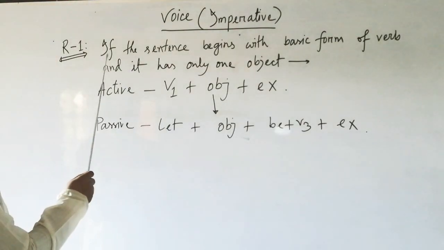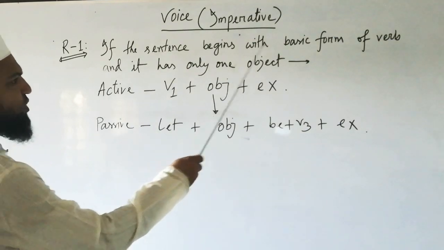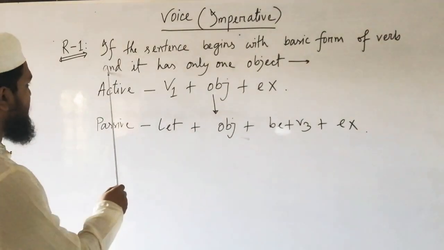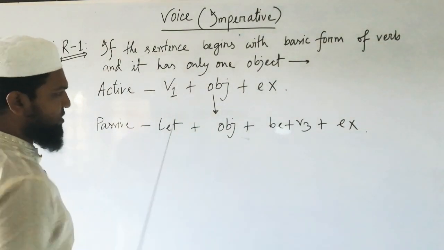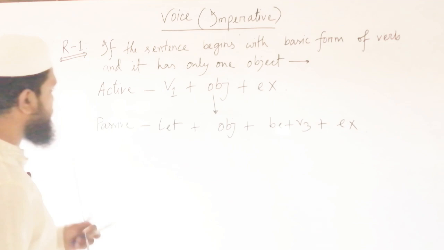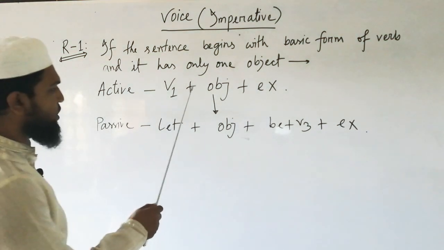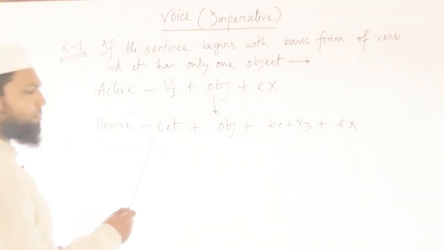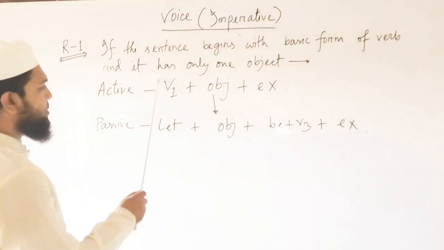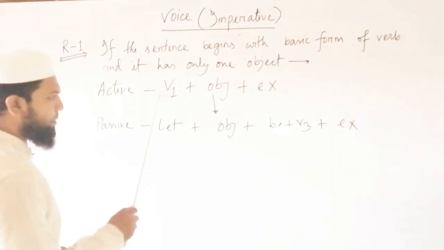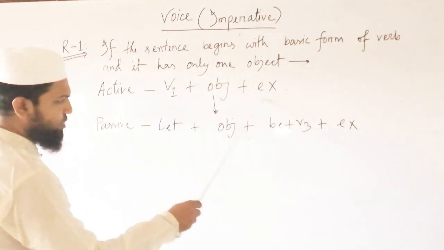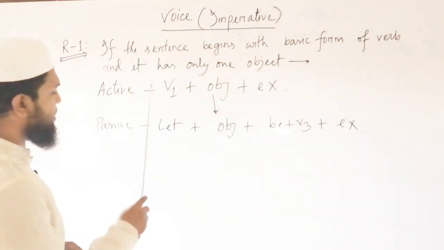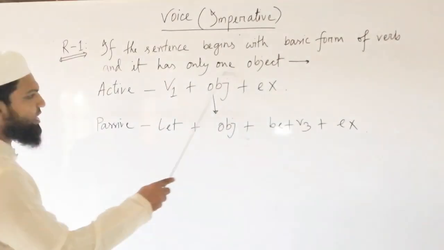Just see, if the sentence begins with the base form of a verb and it has only one subject, how to change the sentence from active to passive? What is the structure of active? Just listen. At first verb, and then object, and then extension. Extension may not be in the sentence, but there will be a verb and then an object.